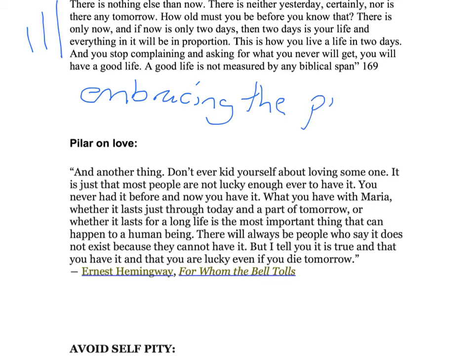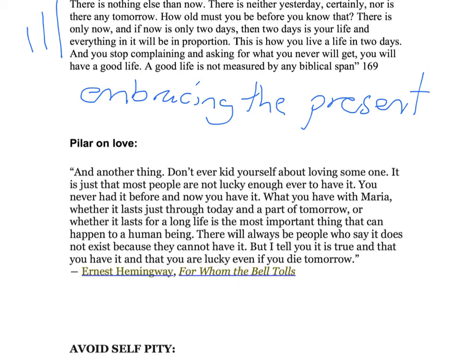Seems odd to us outside of the war context, but when death is imminent and death is likely, I think love clearly is much more intense and much more sustaining. And another thing, don't ever kid yourself about loving someone. It's just that most people are not lucky enough to ever have it. You never had it before, but now you have it.